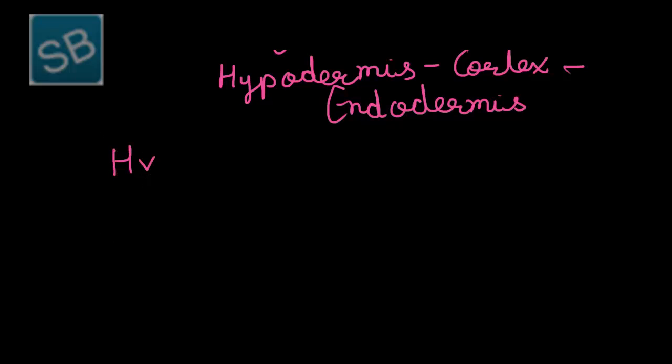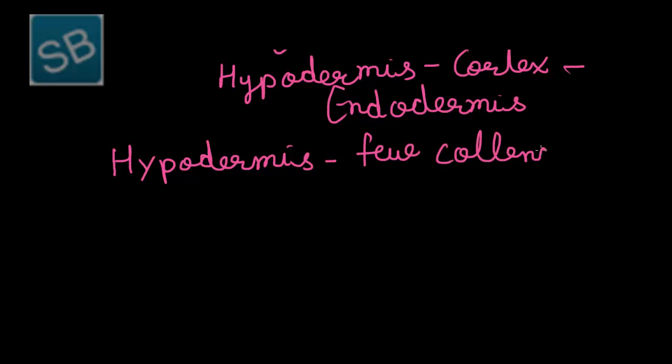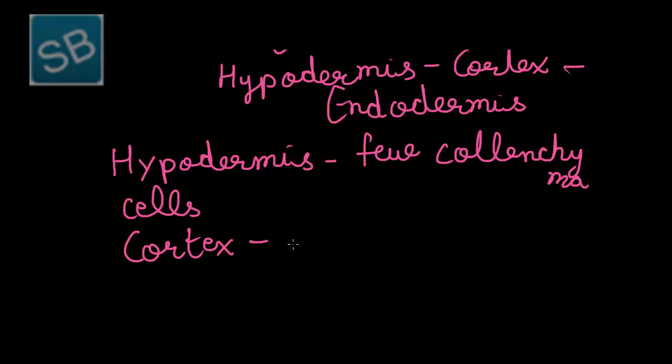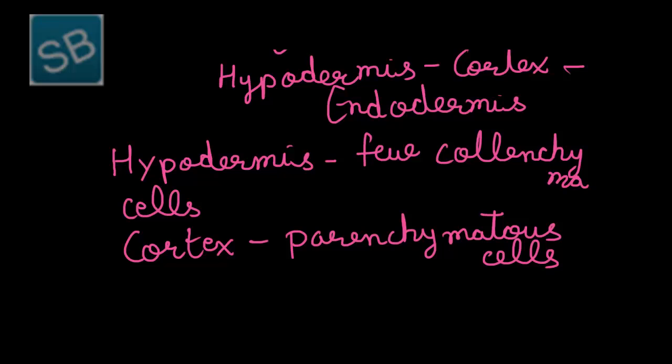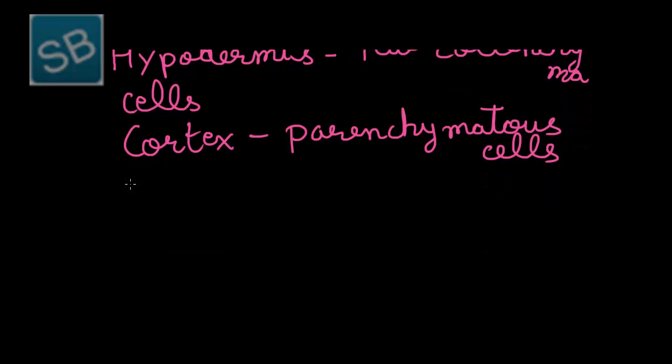The hypodermis comprises a few collenchyma cells, which is followed by cortex, which is multilayer parenchymatous cells, which is further followed by endodermis, which is considered the innermost layer.